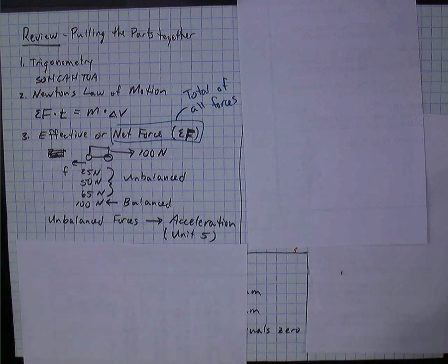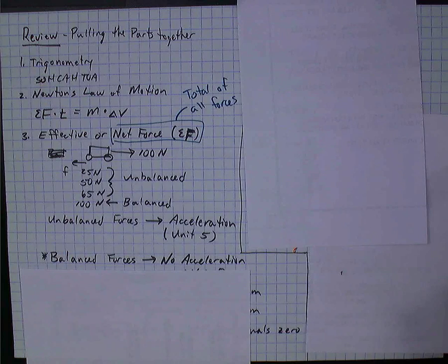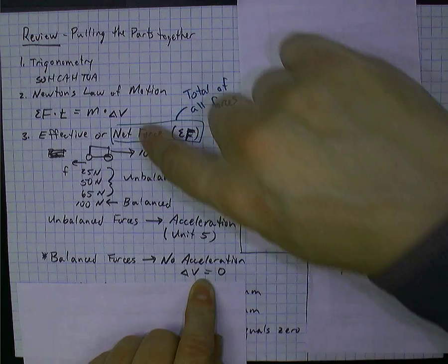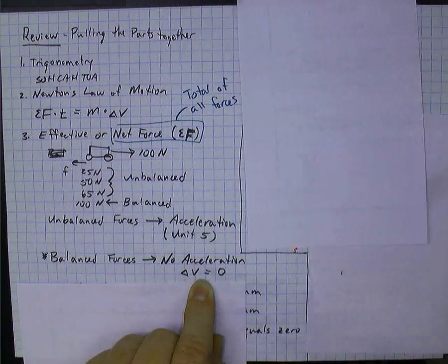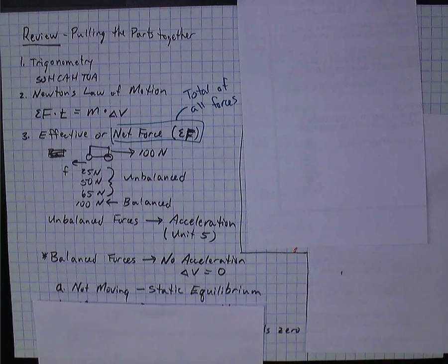Okay, we're going to talk more about that in Unit 5. Balanced forces, which is where we're going to spend all of our time for Unit 4, balanced forces mean no acceleration. No acceleration means that the change in velocity is 0. Up here in the equation, delta V would be equal to 0. So there's 2 examples, or 2 situations where we have delta V equals 0.